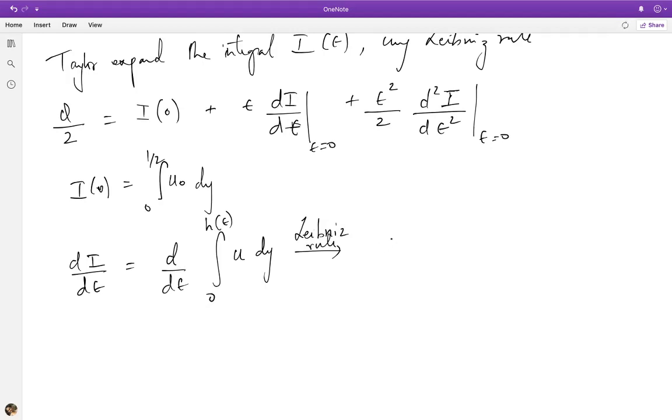Right, which basically says that this term must be equal to the integral of du by d epsilon dy plus, now remember, it should be the integrand evaluated at the upper limit times the derivative of the upper limit with respect to epsilon minus the same at the bottom if the bottom was dependent on epsilon, but it is not, so you have no other contributions. So these are the two terms. So we have an extra term coming out here because the upper limit basically depends on epsilon.